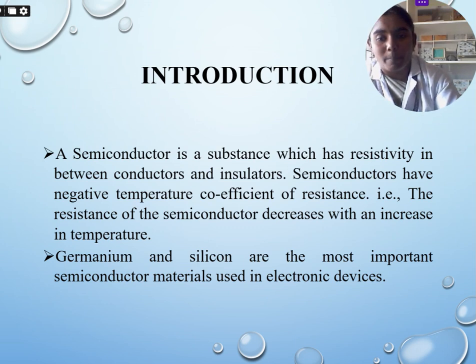If we take an example, iron. Okay, insulator. What is meant by insulator? An insulator is nothing but a material that does not allow electricity to pass through it. Okay, so semiconductors have a negative temperature coefficient of resistance.